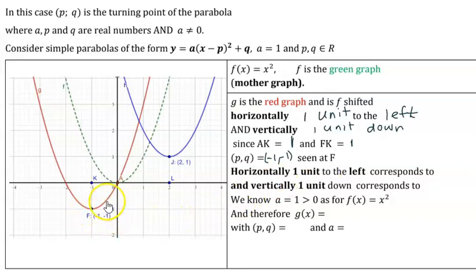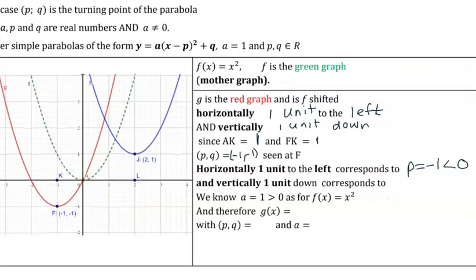This is the turning point of the parabola, which is a very important point. And graphically, we see that if I move 1 unit to the left, it corresponds to my p value that is equal to negative 1, which is less than 0. And if I look vertically, I get my q value, which is also minus 1, and that is also negative, and that's why we've shifted down.